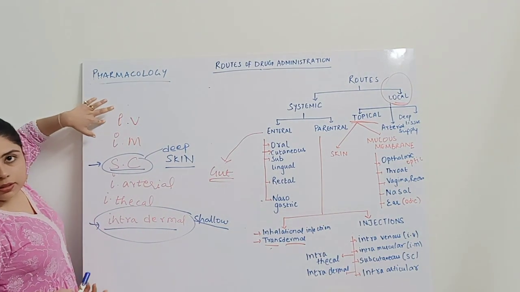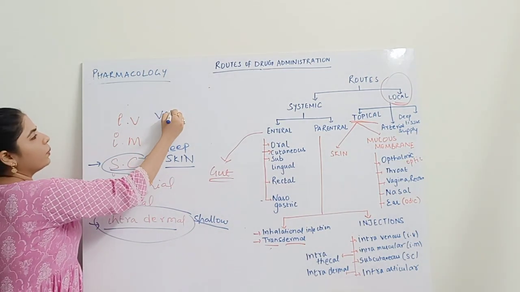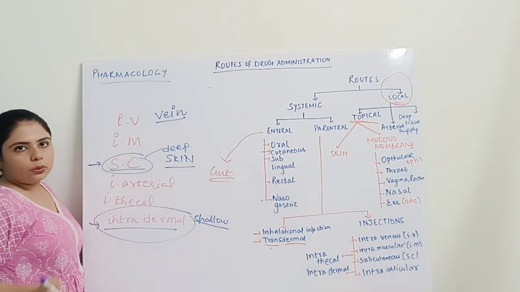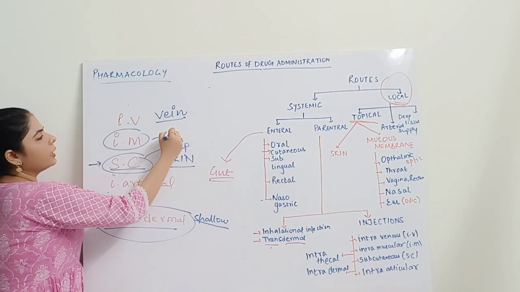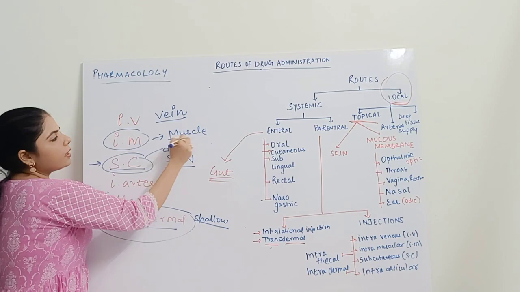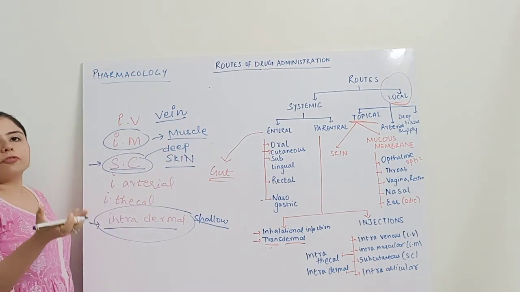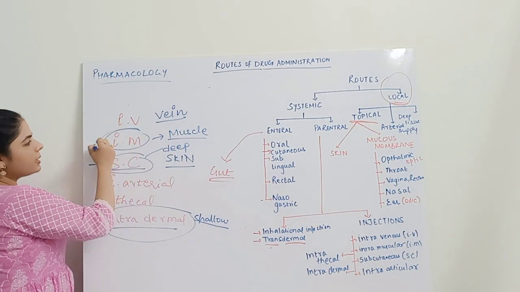In case of intravenous, the drug is being directly injected into the blood vein, through which it passes into the entire body. In case of intramuscular, the drug is being administered into the muscles where there is lesser vascular supply, more of muscles. The vascularity is less here.